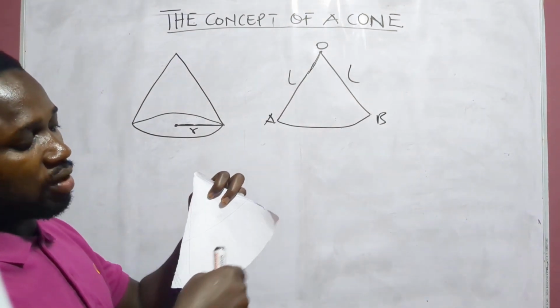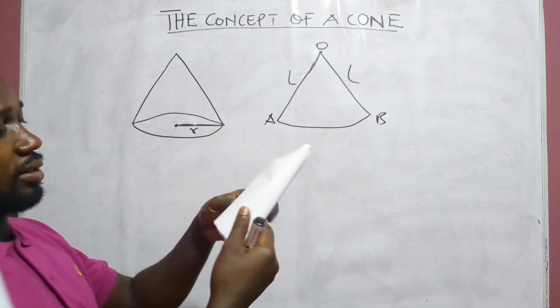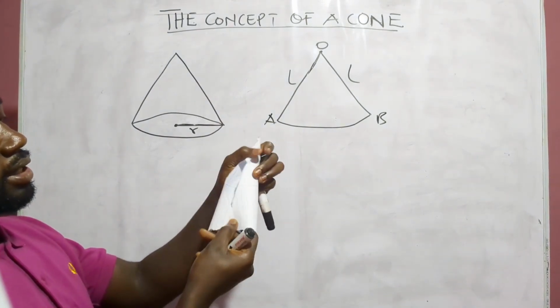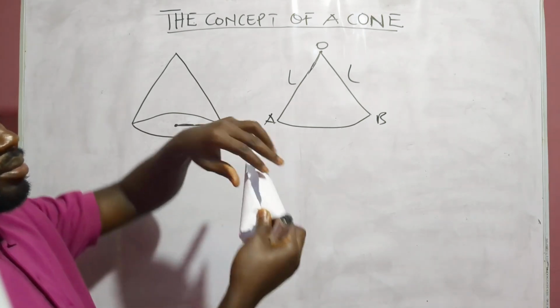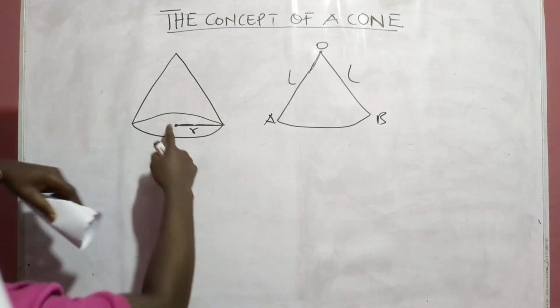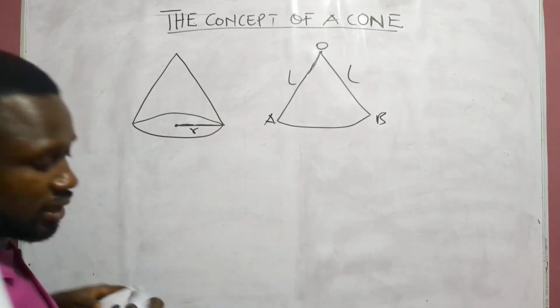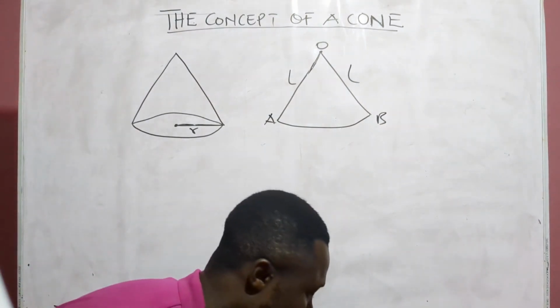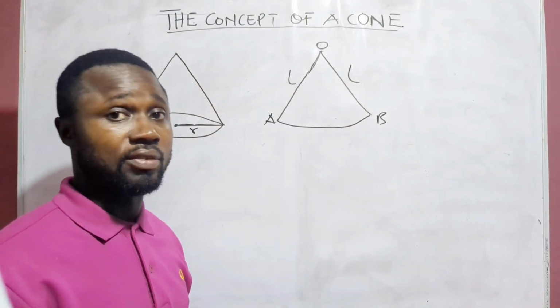You see, this is the arc of the sector. When I fold it, the arc will now become the circumference of the cone. We are going to use this illustration and come by some of our formulas, the curved surface area.